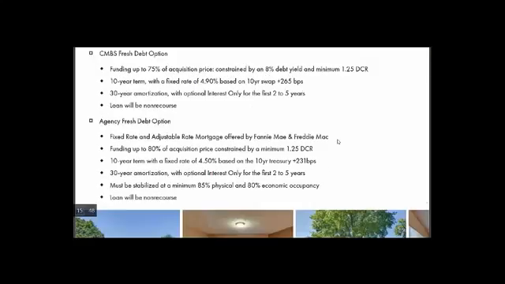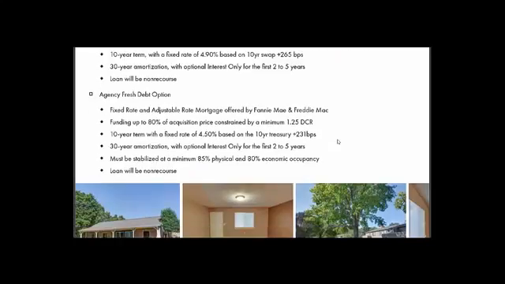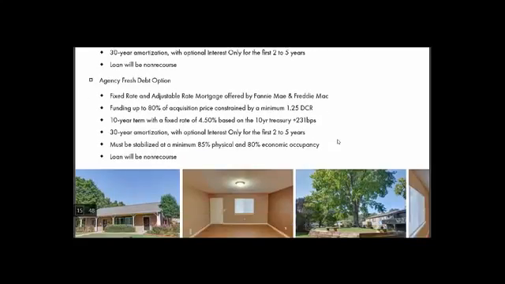Now, if we were to look for agency paper, they've already given us some terms down here from Freddie Mac. At Freddie Mac, look, it's an 80% LTV with at least a 1.25 debt coverage ratio. That doesn't matter. We're not going to buy a property at a 1.25 debt coverage. 10-year term with a fixed rate of 4.5% and a 30-year amortization with optional interest only for the first 2 to 5 years. Okay. And the loan will be non-recourse.